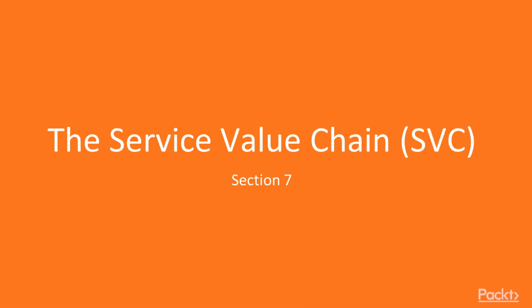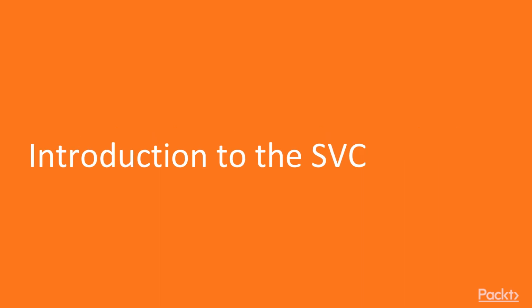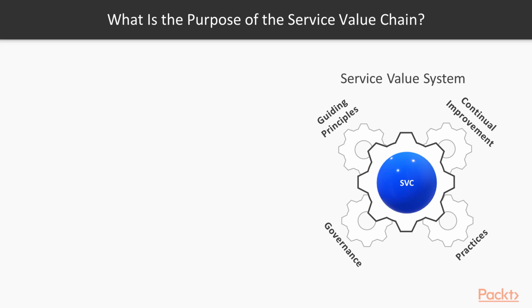In this section, we discuss the service value chain, which is the operating model of ITIL. I would like to start with a short introduction, a few words about the purpose and the objective of having a service value chain in the first place. As you remember from the previous videos, the value chain should provide an operating model for any organization. So every organization should have a service value chain.